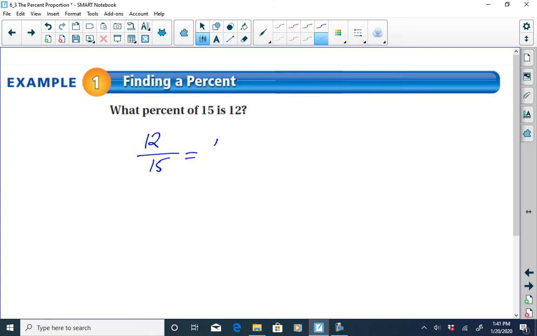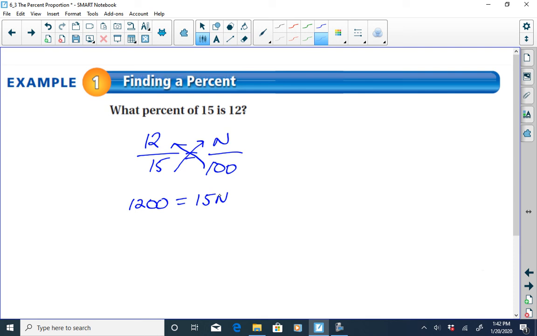And because we're looking for the percent, the numerator of our percent ratio is going to be our variable n, and the denominator, of course, because we're looking for a percent, is going to be 100. So our proportion is 12 over 15 is equal to some amount over 100. Once we have our proportion written, we cross multiply. We use that cross product property, which says that 12 times 100 is 1200, and then 15 times n is 15n. And the cross products property says that the cross products of equivalent ratios are equal.